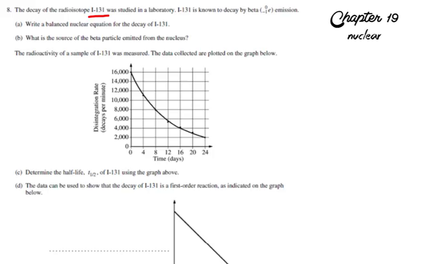All right, so here we go. It says, is known to decay by beta emission. Even if you're like, oh boy, we barely touched this, I don't know how to do this, I think you can do this. Write a balanced nuclear equation for the decay of I-131. So let's take a look at that.